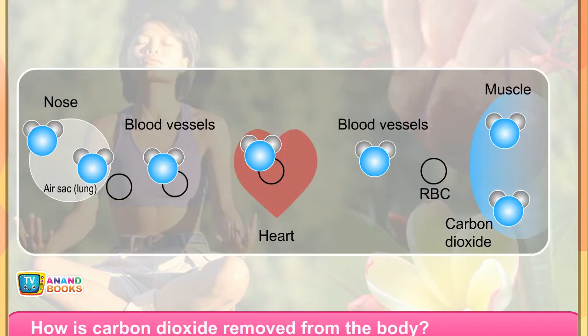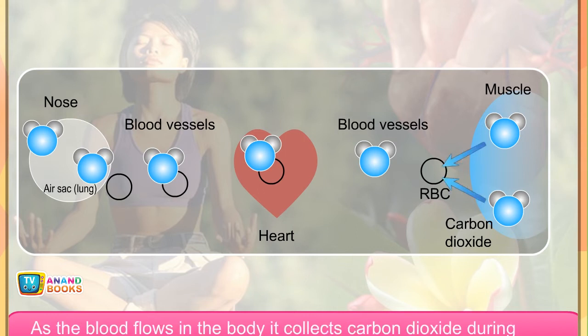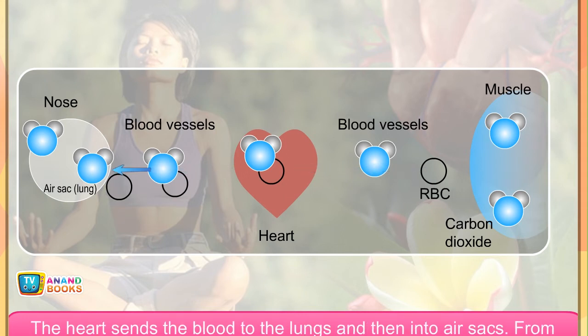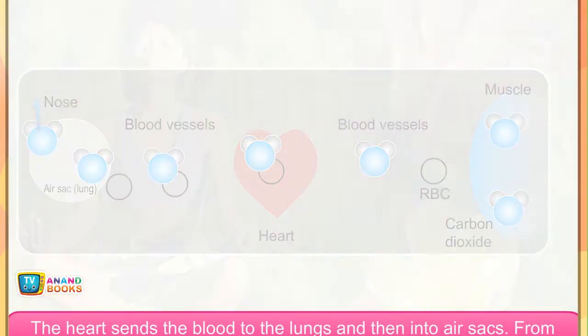How is carbon dioxide removed from the body? As the blood flows in the body, it collects carbon dioxide during respiration and carries it to the heart. The heart sends the blood to the lungs and then into air sacs. From there, it is breathed out.